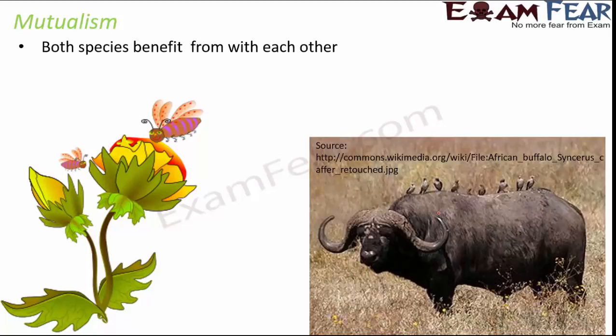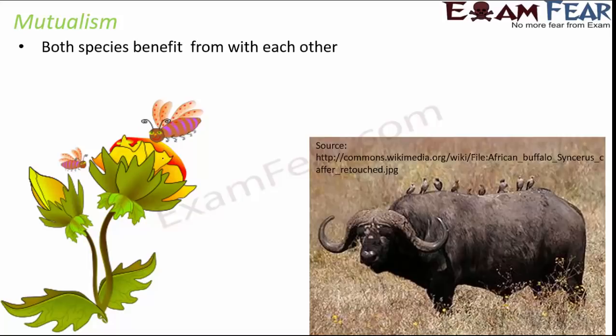So that's how the buffalo is benefited. And how are the birds benefited? They get their food, that is the insects, from the buffalo. So the bird is also getting benefited. Right? So both of them are getting benefited. So that is an example of mutualism.